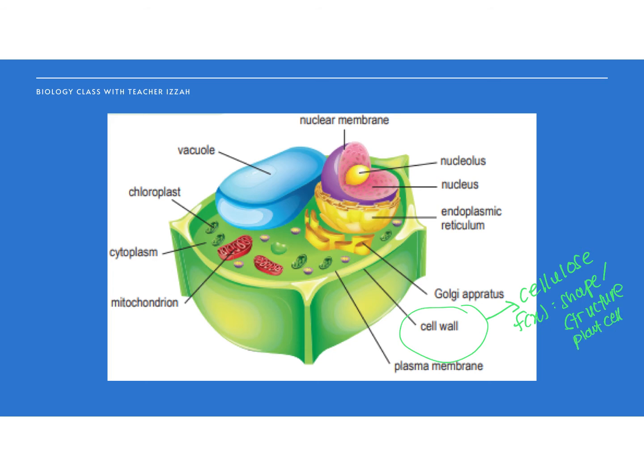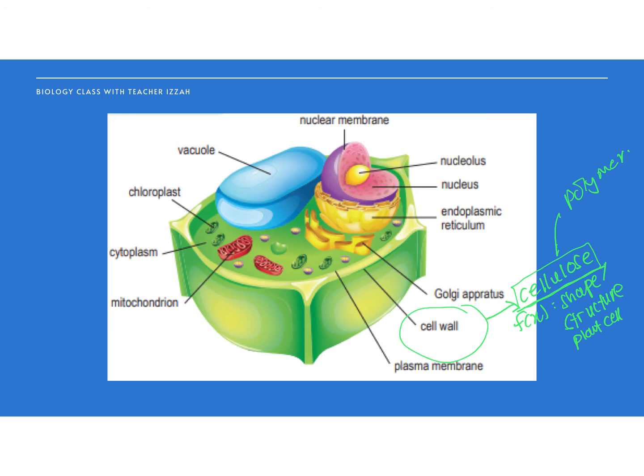Because the cellulose is very strong. It's a very strong, very complex carbohydrate. It's a polymer. Istilah kita guna adalah polymer. It's a polymer that makes the cell wall. So it gives shape to the plant cell. So that is why the plant cell has a rigid shape.